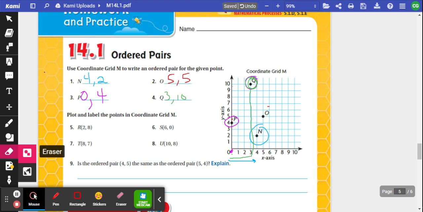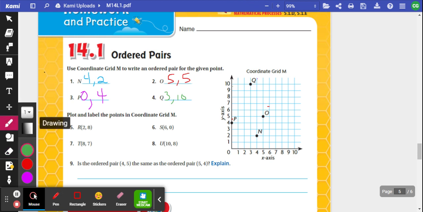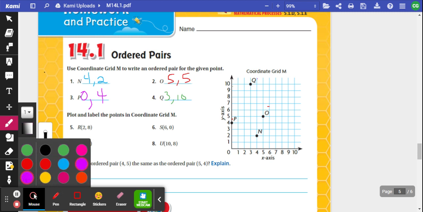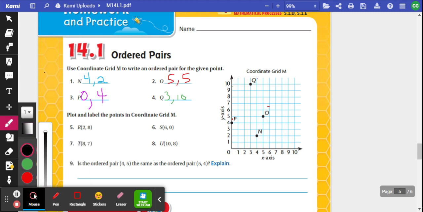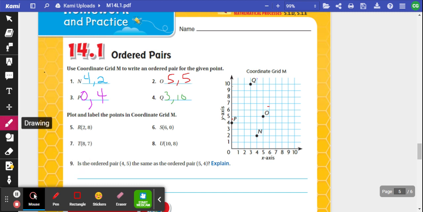I'm going to erase this part here. All right, now we need to plot and label the points on the coordinate grid M. So we're going right back over here. And I think I'm going to use black. Okay, so I need to plot. So it's R I need to locate. So it says that I need 2, 8.